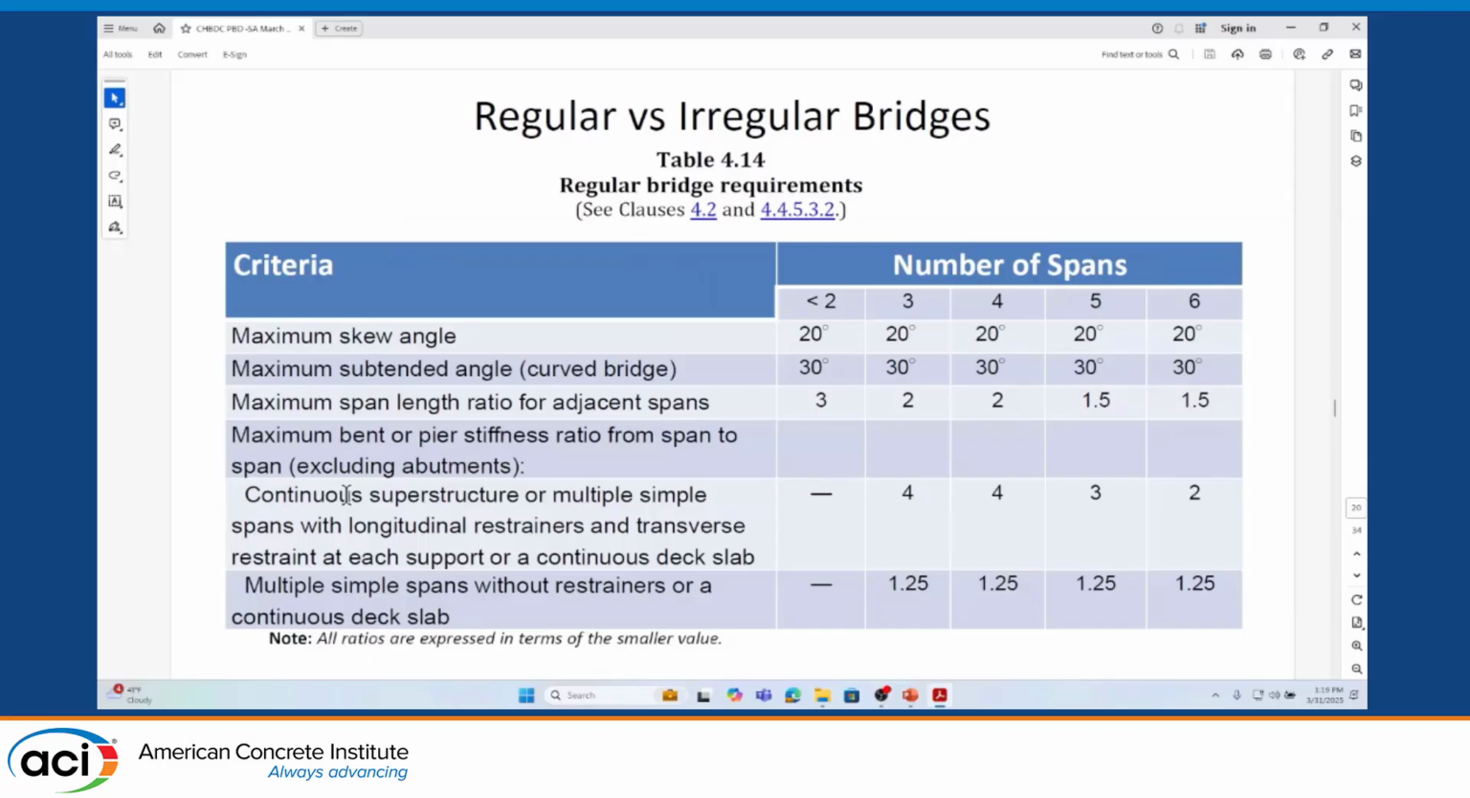Now, when we talk about regularity and irregularity, how are they defined? This table shows how regular bridges are defined. The criteria are maximum skew angle, maximum subtended angle, maximum span length ratio for adjacent spans, and pier stiffness ratio from span to span, excluding abutments. They depend on whether you have restrainers for a continuous superstructure or multiple spans without restrainers or a continuous deck slab. Another important thing is, if the number of spans exceeds 6, then it is considered an irregular bridge.